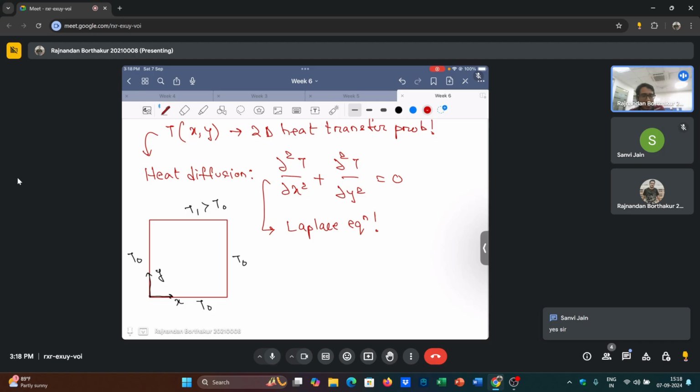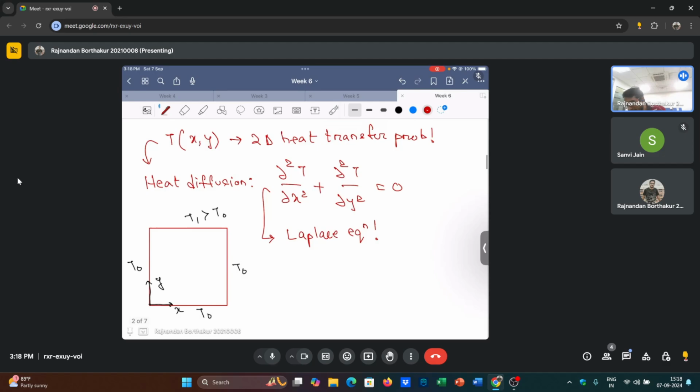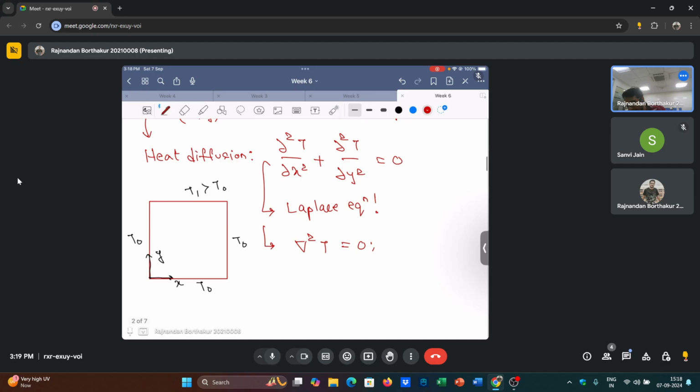This equation is called the Laplace equation because you can write it in a simplified form: del square T is equal to 0, where this del square is known as the Laplacian operator. What do you write for it?